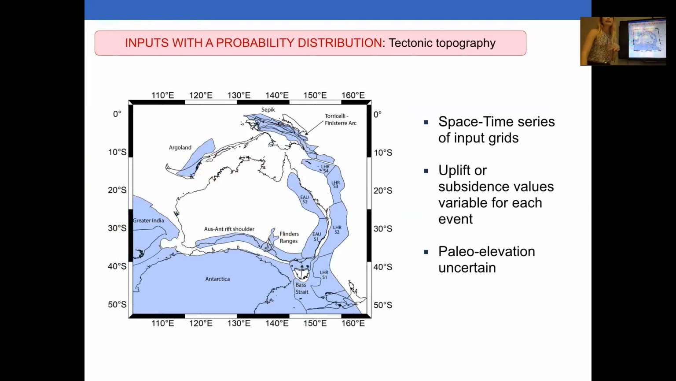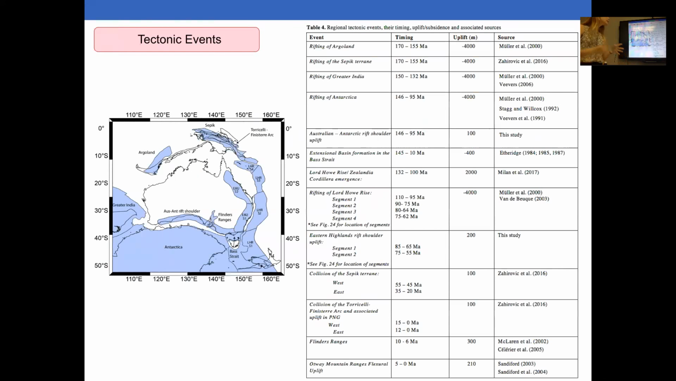The next one we have is tectonic topography, which would be progressively input into the model as it continues to run. So tectonic topography is the uplift or subsidence of continents related to movements of the lithosphere. So this would be input as space-time series grids at varying intervals again, and each will include different tectonic events. So for example, around 100 MA, we have the rifting of Antarctica, which is associated with subsidence, whilst at the same time we have this Australian Antarctic rift shoulder developing along southern Australia, which is associated with uplift. So again, we have our best estimates for these values, but they are not that well constrained. So in our model, we included this list of tectonic events, and we can see they all have different timings and uplift values.